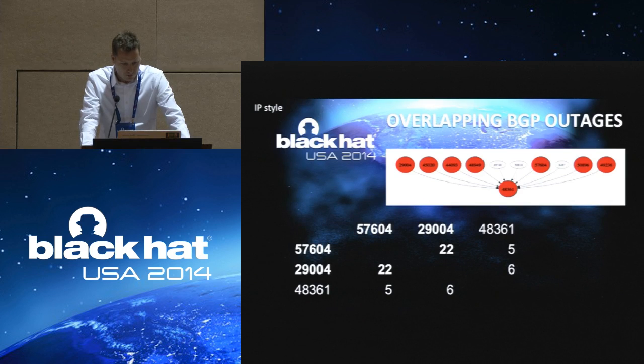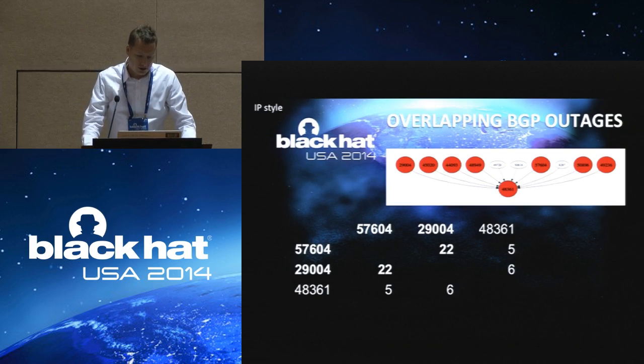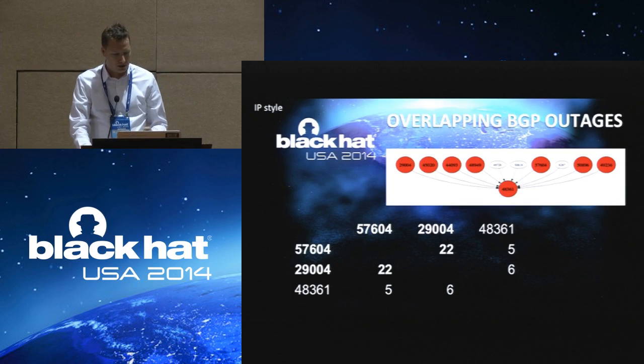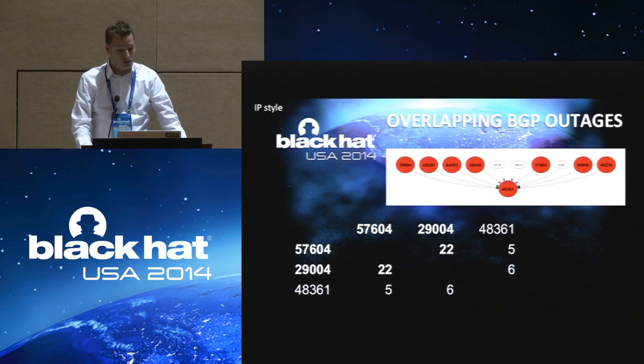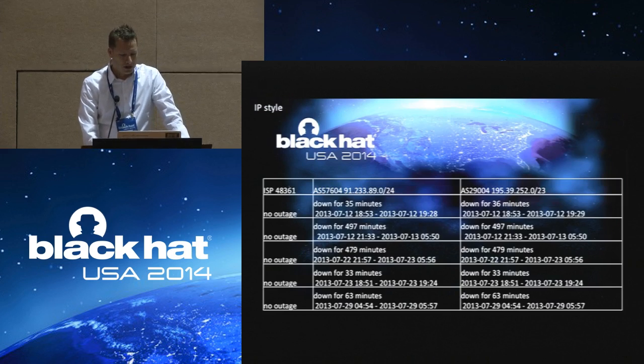This is the same graph again. The number on the right, 48,361, is the upstream ASN. If that one goes down, then we know all the other ones must go down as well, because everybody's relying on that. But there were only a few overlapping outages with the actual upstream ASN. All the other child ASNs had up to 22 overlapping outages over the course of just 6 months. And it wasn't just a 1-minute outage or so.